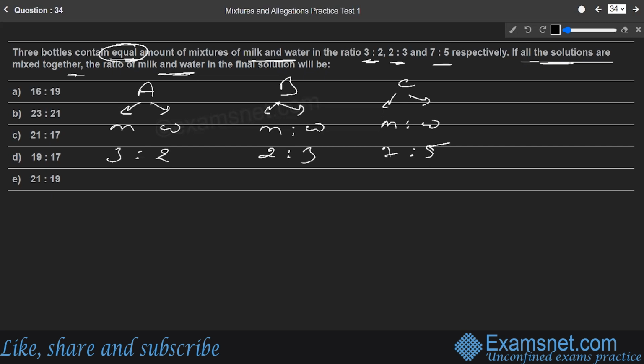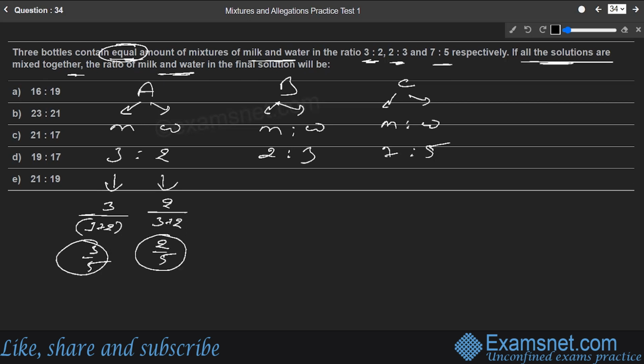So let us find out the milk and water part of each and every type of solution. Okay, so the milk part in the first quantity is nothing but 3 divided by the sum of the ratio terms, that is 3 plus 2, which is giving us 3 by 5. Now the water quantity in the first one is 2 as the water part. The total sum of the ratio is 3 plus 2, so it's going to be 2 by 5. So the milk part in the first one is 3 by 5, and the water part in the first one is 2 by 5.